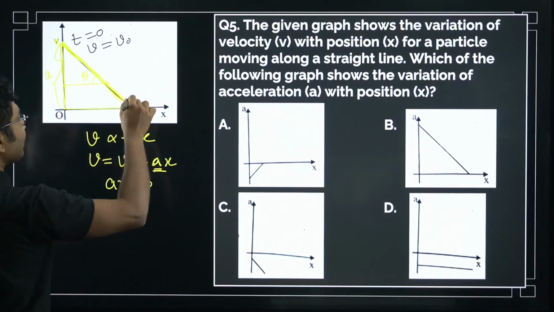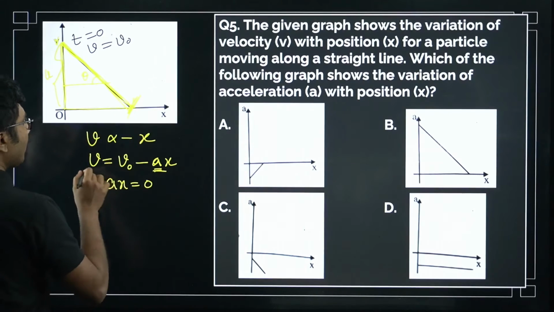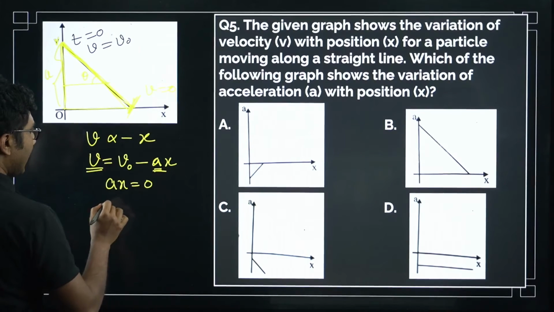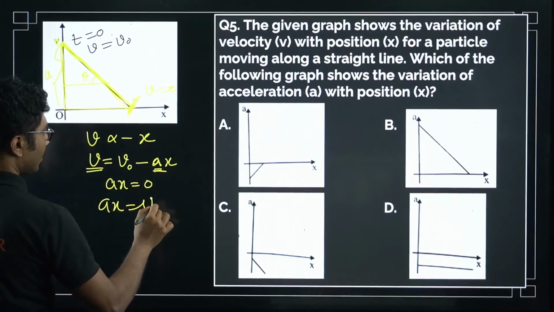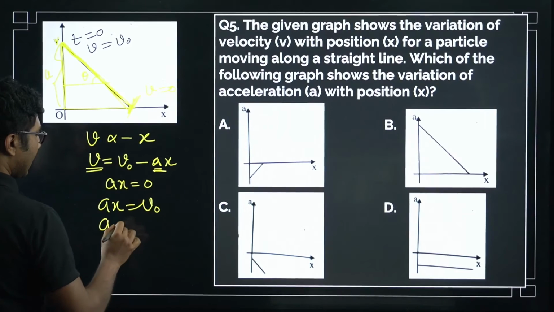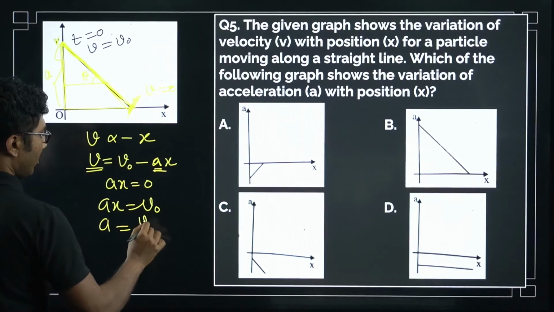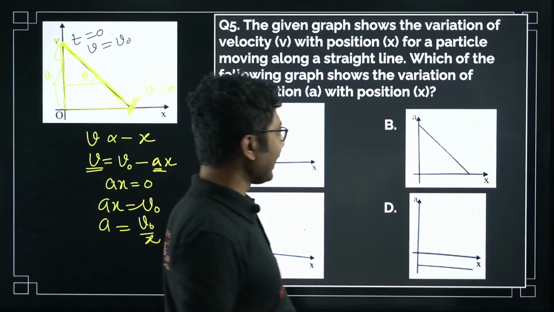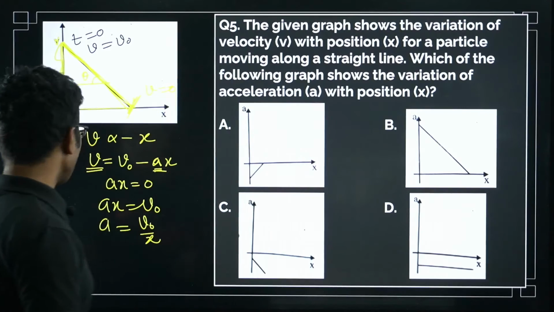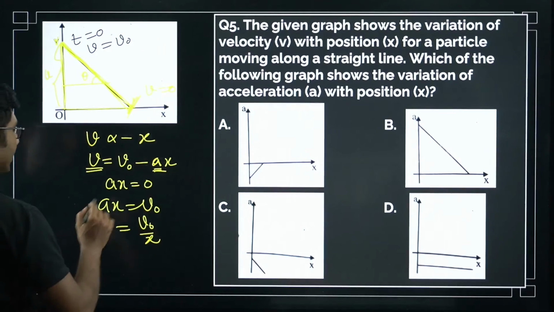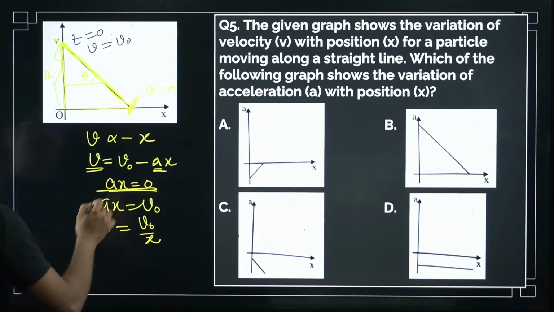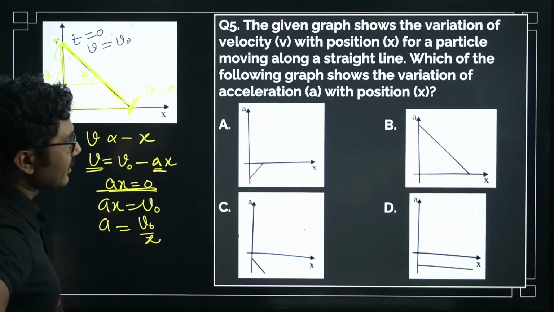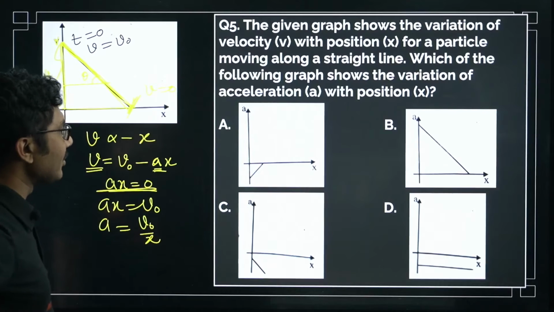And at the final position, when they are meeting over here, v equals 0, okay, and we get ax equals v naught. So we get that a is v naught by x, okay, a equals v naught by x. So acceleration is not 0 over here, and now at this position x equals 0. We are not sure whether acceleration is 0 or not, but x is definitely equal to 0.